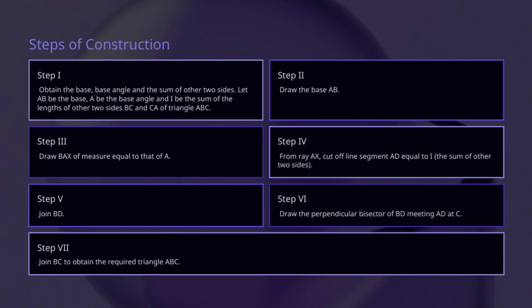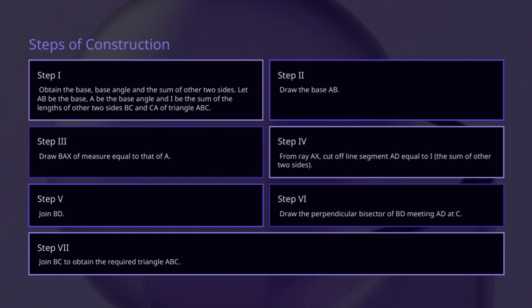Let's begin by drawing the perpendicular bisector of BD, ensuring it intersects with AD at point C. This step helps us establish a key reference point for our construction. Next, from ray ax, we will cut off a line segment AD that is equal to l, which represents the sum of the other two sides, BC and CA. This is crucial because it sets the length we need for our triangle. Then, we'll draw the base OB, which serves as the foundation for our triangle. After that, we join BC to form the required triangle ABC, connecting the points to complete the shape.